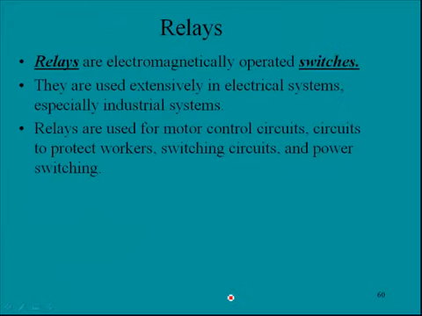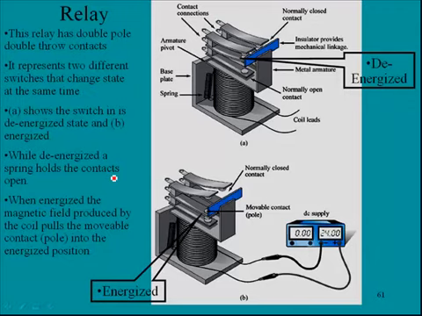Relays. Relays are switches. The difference is that relays are electromagnetically operated switches. They are used extensively in electrical systems, especially industrial systems. Relays are used for motor control circuits, circuits to protect workers, switching circuits, and power switching. And here we have a graphic image of a relay.